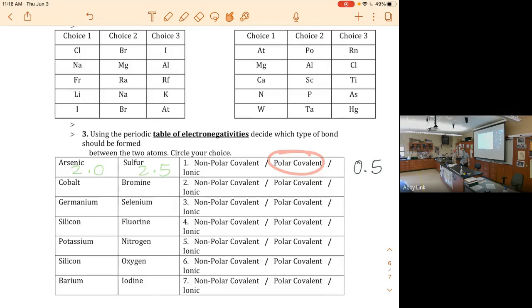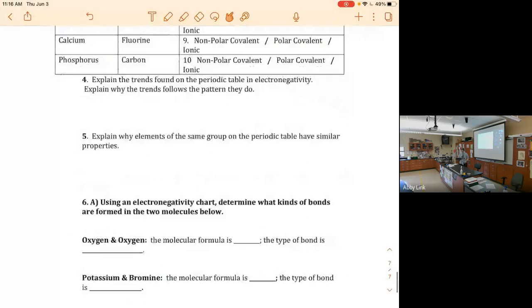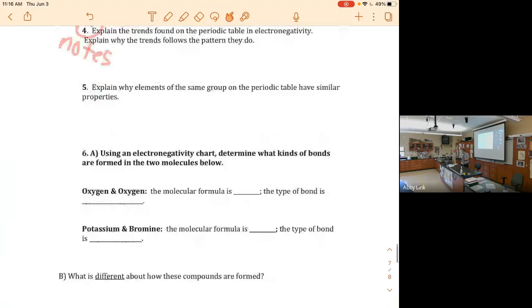Yes, ma'am. So do you always minus it by a bigger number? Yes, that is a really good question. It doesn't matter which, just take the bigger one minus the smaller one. Good question. All right, question number 4, you're just going to go back into your notes, guys. It's asking you about your electronegativity trends. Just go back in there and jot some things down.